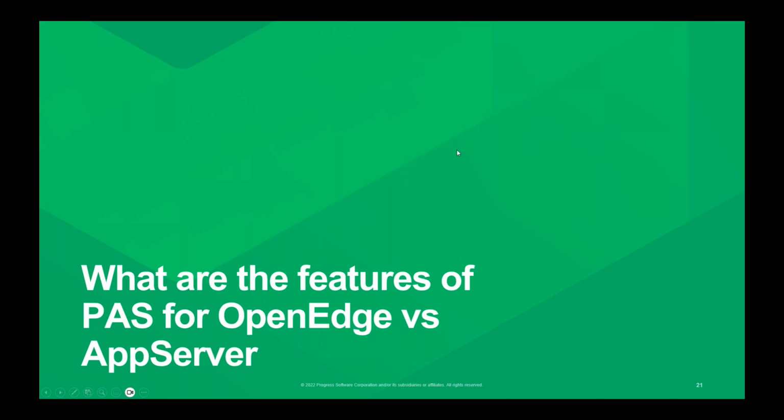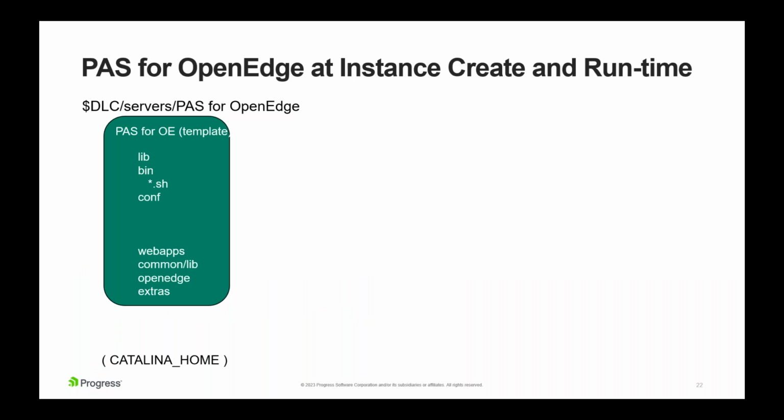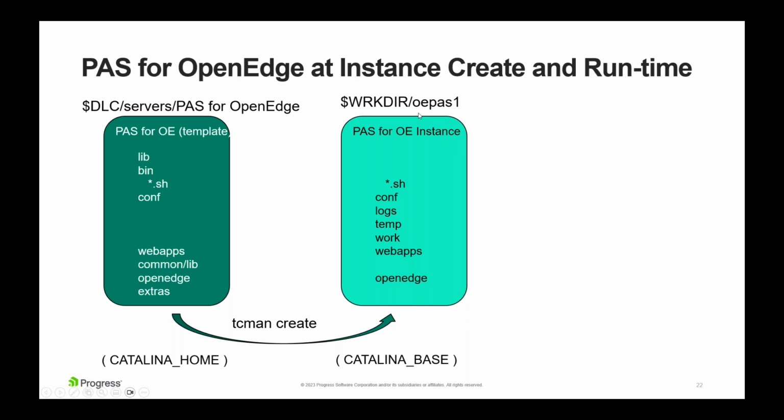What are the features of PASOE for OpenEdge versus AppServer globally? When you install PASOE for OpenEdge, you will have a server directory, or Catalina Home, and you will create your instance. So you have a global instance created in a working directory, with different directories where you will find all the configuration files. The configuration files are no longer related to the ubroker.properties files you have in your installation of OpenEdge. Everything is externalized, so you will copy everything and work on it directly.